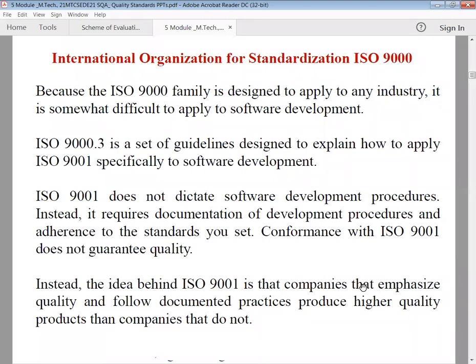Conformance with ISO 9001 does not guarantee quality. So if you are certified in 9001, it means they are following the standards, but it will not guarantee that once it is certified, it's a fully qualitative one. We can't give that guarantee and assurance. Instead, the idea behind 9001 is that companies that emphasize quality and follow documented practices produce higher quality products than companies that do not. So if they are getting the certification, it means that they are following the processes, guidelines, documentation, and other formalities mentioned by ISO 9001. So we may expect better quality with ISO products than the non-certified products.